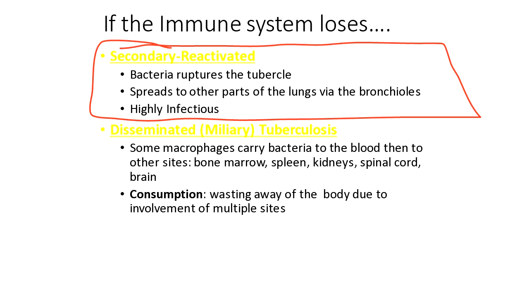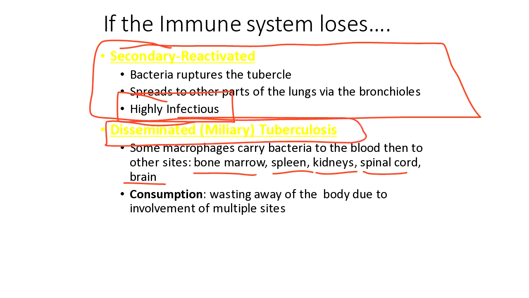When the bacteria spread into the blood capillaries underneath, the blood can carry them to multiple organs like the bone marrow, the spleen, the kidneys, the spinal cord, even the brain. They can even develop tubercles in those organs and cause destruction of those organs and the tissues within. This type of tuberculosis is called disseminated tuberculosis, or sometimes miliary. Disseminated means spread.